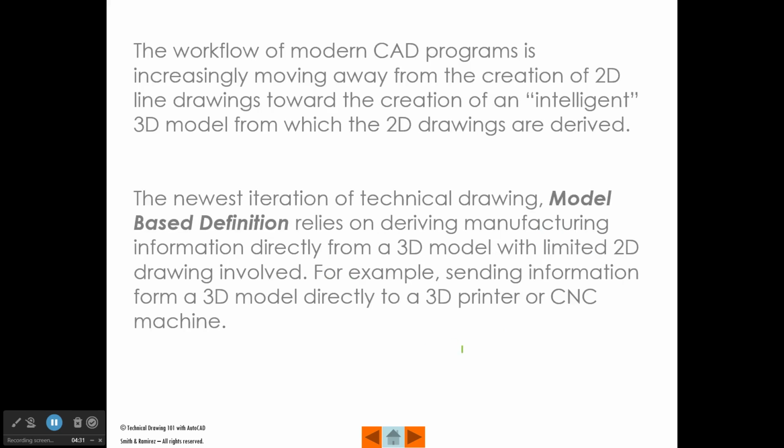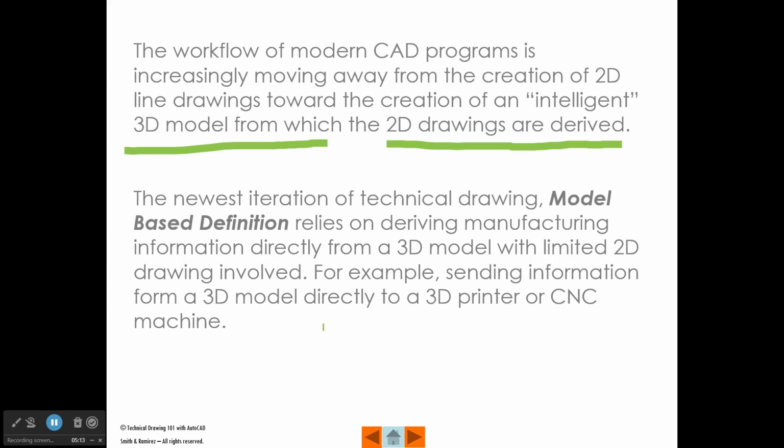The workflow in modern CAD programs, though, is increasingly moving away from the creation of 2D line drawings toward the creation of an intelligent 3D model from which the 2D drawings are derived. So in other words, we create a three-dimensional model, and then we just project our views, front, top, side, whatever's needed from the 3D model. We say it's an intelligent 3D model because if we change the shape or size of the 3D model, the projected views change automatically. We don't go in and redraw them two-dimensionally.